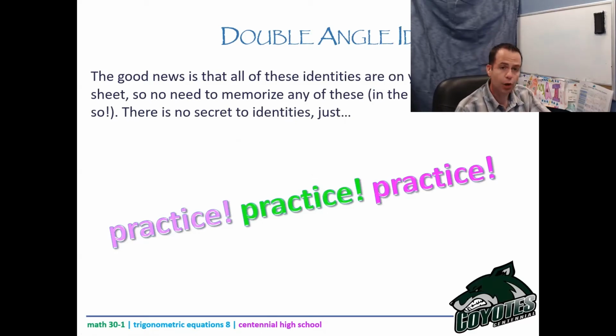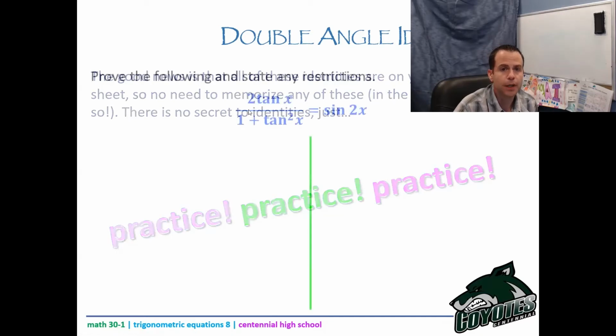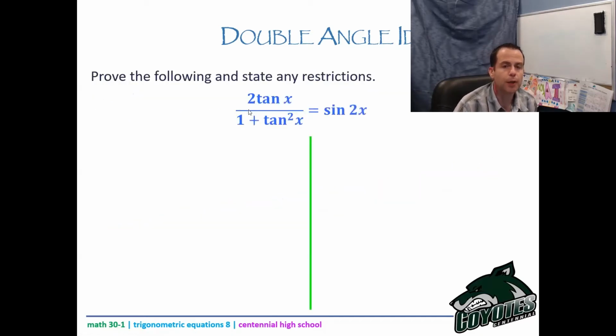Okay, so they're all on your formula sheet. You do not have to memorize them. You just have to understand how to work with them. The trick to all identities: practice, practice, practice. So what we're going to do with this lesson is we're going to go through a few proofs, and then we're going to go through a few examples of other types of questions we can ask you with the double angle identities. Okay, so the first question here: prove the following and state any restrictions.